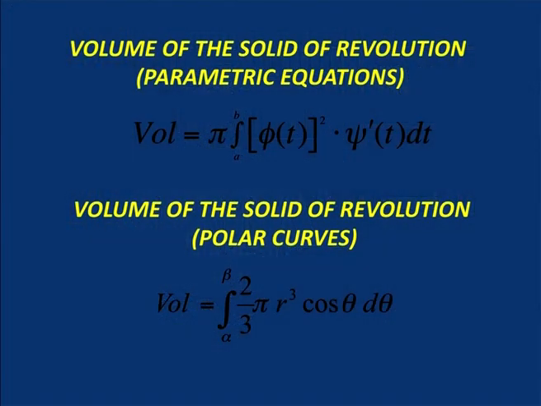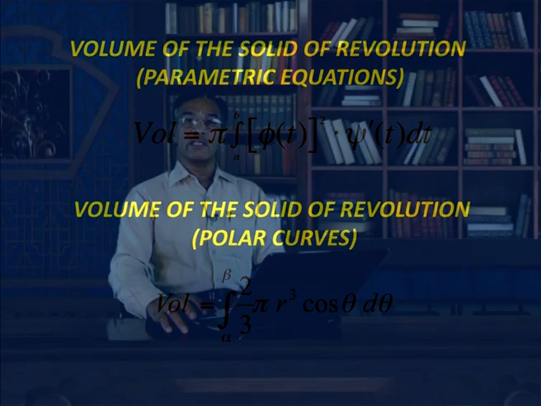Now, I will explain the volume of solid of revolution in parametric form. It is given by pi integral a to b phi(t) whole square psi'(t) dt, where phi(t) is the function representing x and psi(t) is the function representing y. Similarly, the volume of solid of revolution in polar curve is given by integral from alpha to beta 2/3 pi r cube cos theta d theta, where x is r cos theta, y is r sin theta.